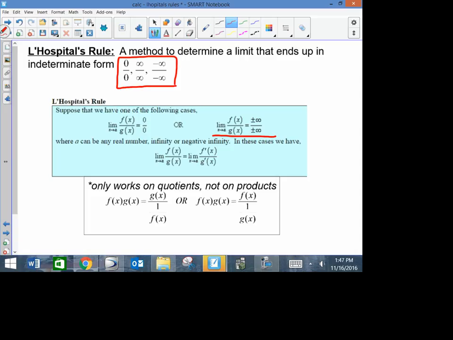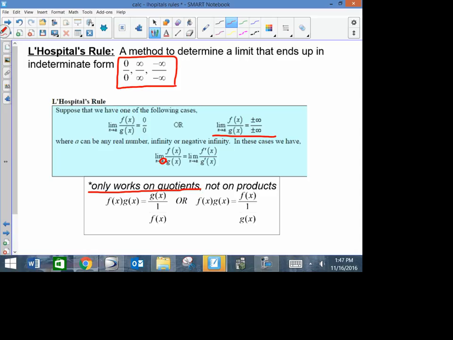Okay, so here's how L'Hospital works. A is any real number, infinity or negative infinity, so this can be any of those numbers, or not even a number, infinity and negative infinity. The limit of f of x over g of x is the same limit as f prime of x over g prime of x. So you just keep taking derivatives until you can plug in. Now just beware, this only works on quotients.